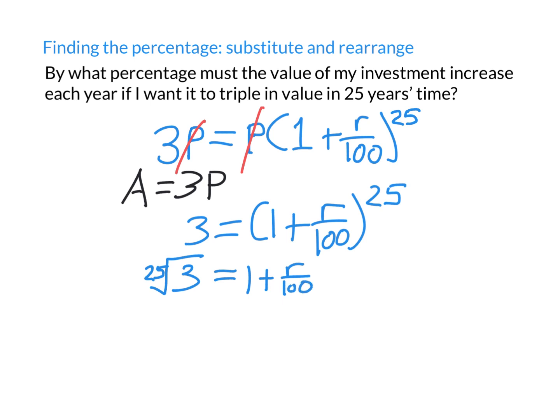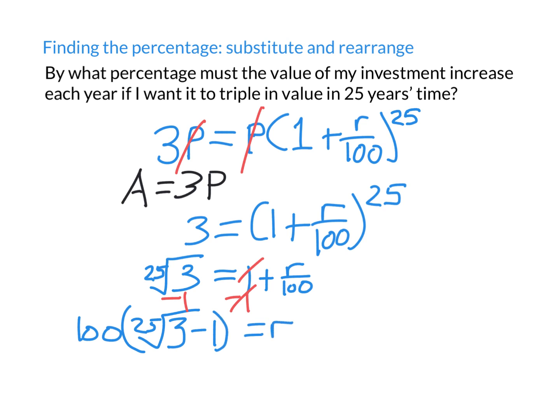So now what we're going to have to do is take our 25th root of 3, and we're going to subtract 1 to get rid of this 1 here. And then to undo dividing by 100, we're going to times each side by 100. So I'm going to take this and times by 100. That will give me R. This is a weird looking thing, but you can put it on your calculator just like that. So if you put this straight on your calculator, you get about 4.49.